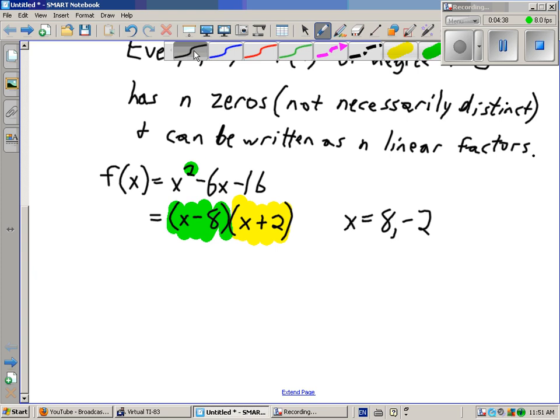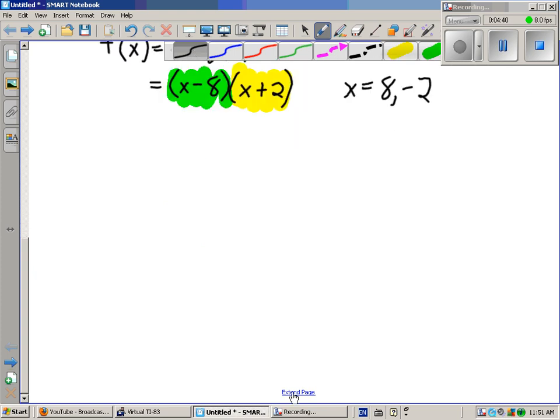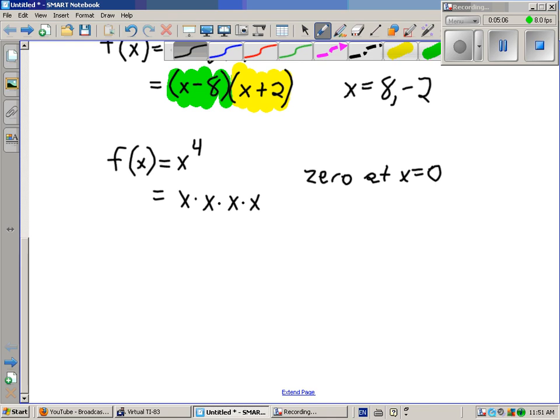Now let me explain what I meant by not necessarily distinct in the theorem above. For example, we could have f of x is equal to x to the 4th. If we wrote that out as 4 linear factors, it would be x times x times x times x. So we have 4 zeros, but they're all at the same place. We have a 0 at x is equal to 0, and it's 4 times over. So that's what I mean by not necessarily distinct, meaning they could repeat.